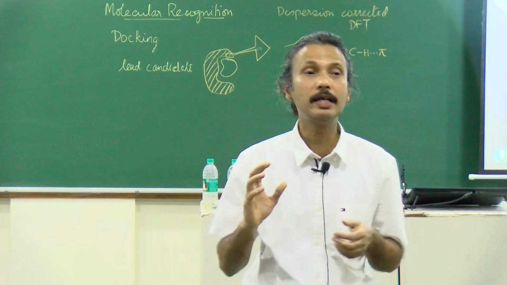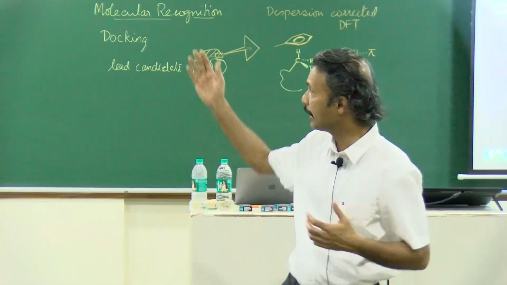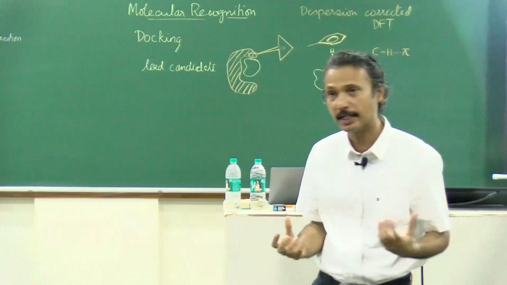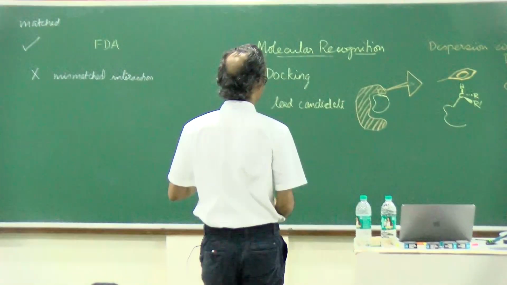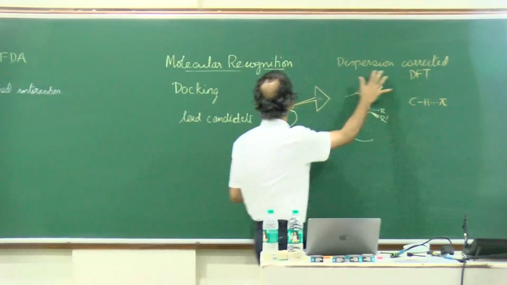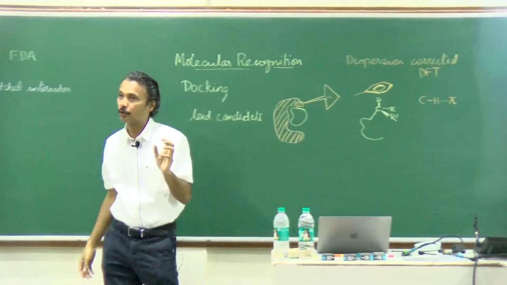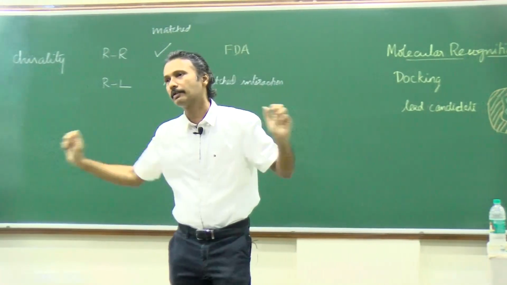Okay, so we have to develop immunity in one way. We have to use drugs to survive. We have to discover new drugs to survive. And in that drug discovery pipeline, dispersion corrected DFT aided by molecular docking studies plays an important role in the entire drug discovery process.